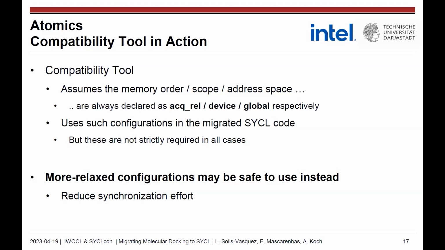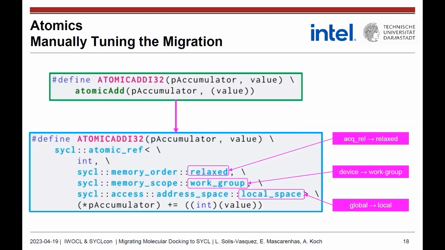Although those configurations are safe, they are not strictly required in all cases, like in the case of Autodoc GPU. So we thought, how about we use a more relaxed configuration so that we can increase the performance. And this is what we did. We manually modified these configurations. Instead of using an acquire-release memory order, we specified a relaxed order. For the scope, instead of device scope, we used workgroup. And for the global address space, we used local instead.